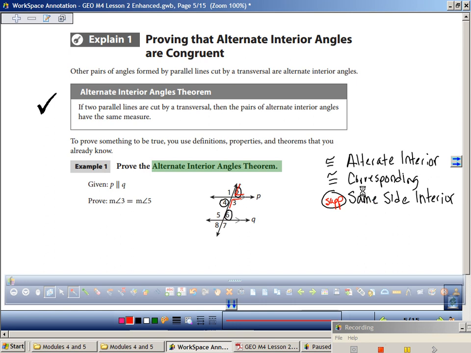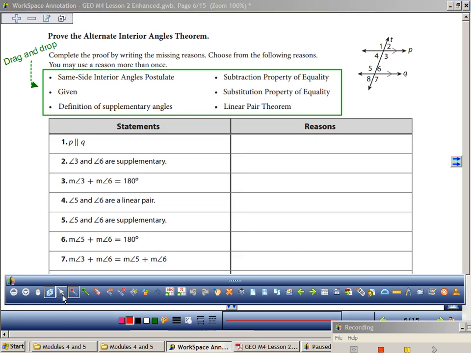I can't use alternate interior if I'm trying to prove alternate interior. It doesn't make any sense. It's like saying, why? Because I said so. Right? That's what you're doing when you do that. Why are alternate interiors congruent? Because I said they were. Can't do that. Okay, so let's use this.